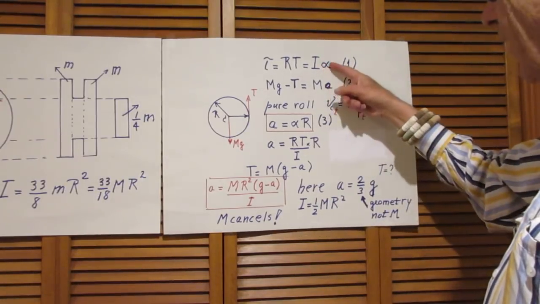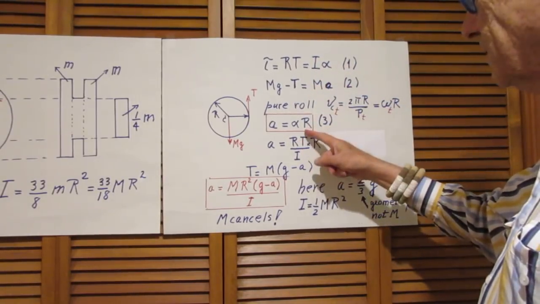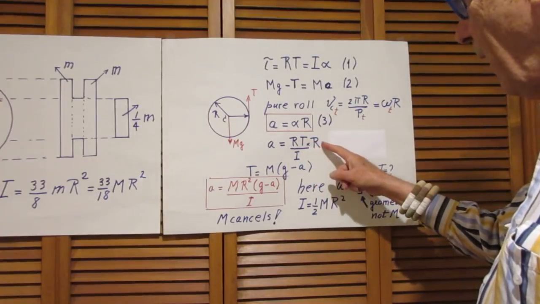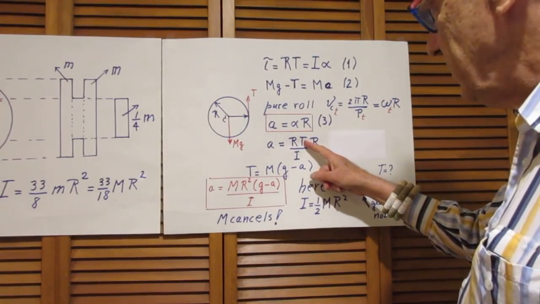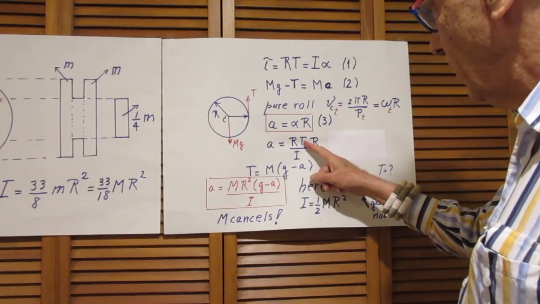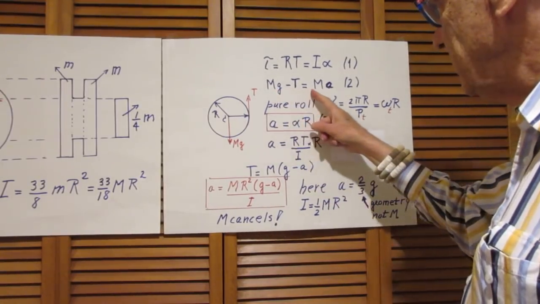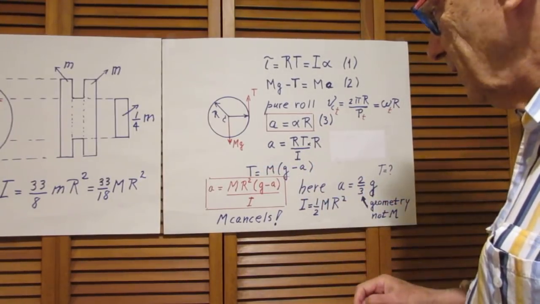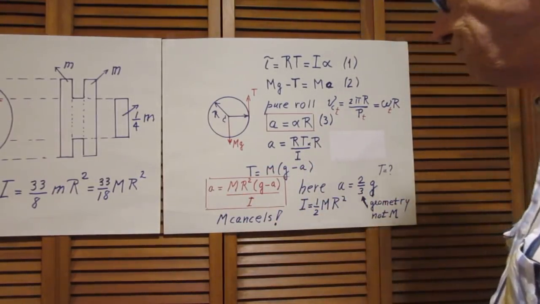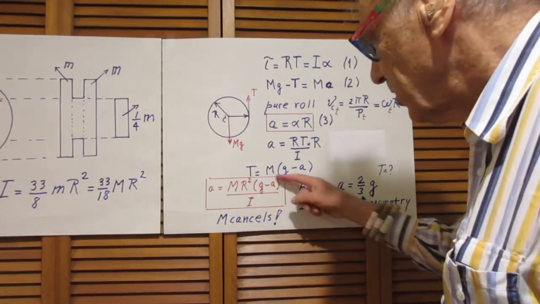So I take this alpha, which is RT divided by I. So A is RT divided by I times R. But I can replace this capital T by capital Mg minus capital Ma. Right? And then I solve for A. And this is the result.